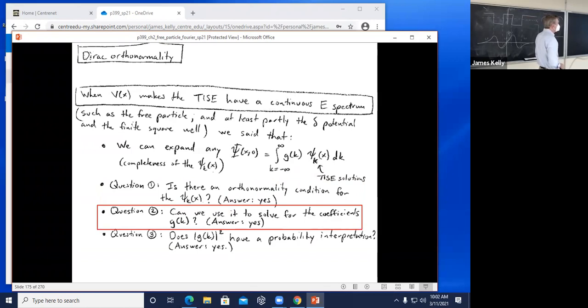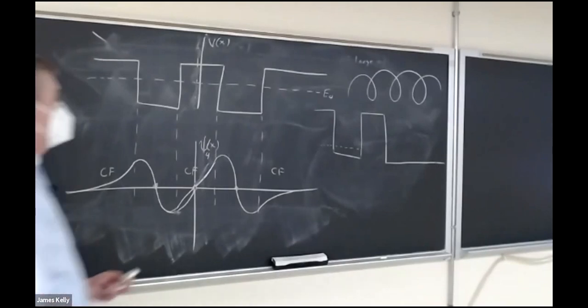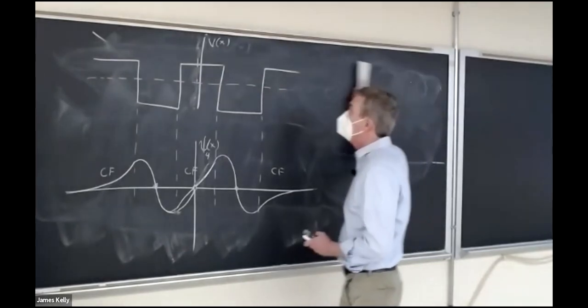Now let's go on to question 2. One of the usefulnesses of that Kronecker delta function for the discrete case was it allows us to solve for the c_n's. And so the question here is, can we use it to solve for the coefficients? Let me just do this on the board to avoid too much clicking on slides. So let's just do good old-fashioned chalkboard work for a minute.